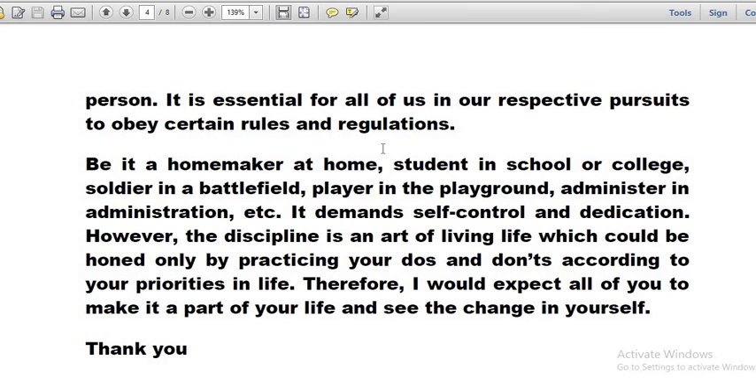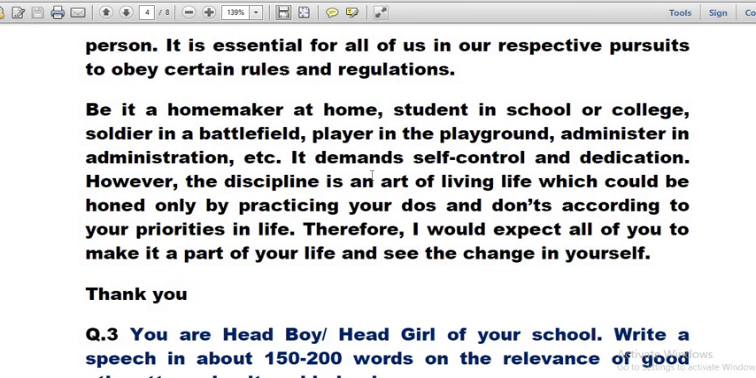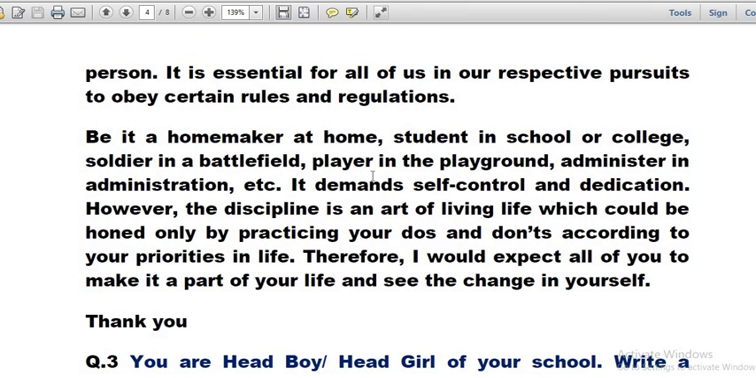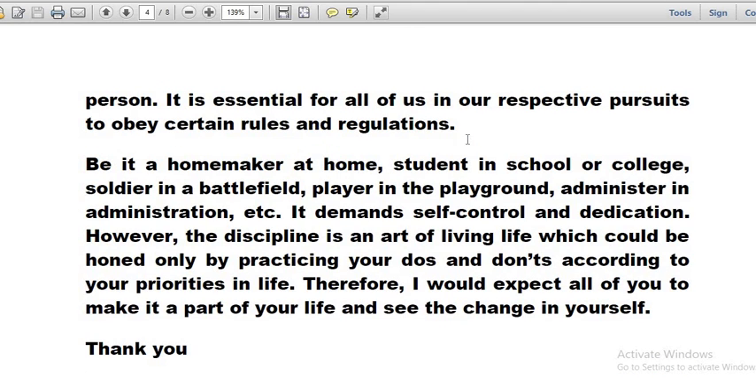So it is essential for all of us in our respective pursuits to obey certain rules and regulations. So what we should do is follow certain rules and regulations. That is something very important. One more paragraph, then I leave you all. Please concentrate. Be it a homemaker at home, a student in school or college, a soldier in a battlefield, a player in the playground, an administrator in administration, etc.